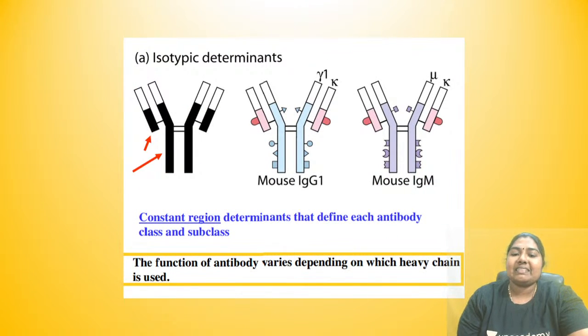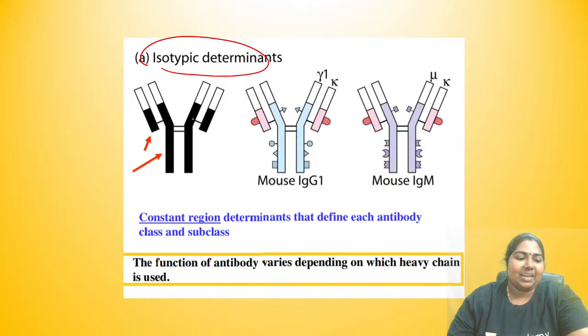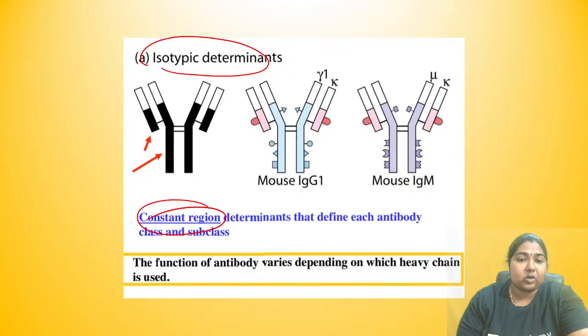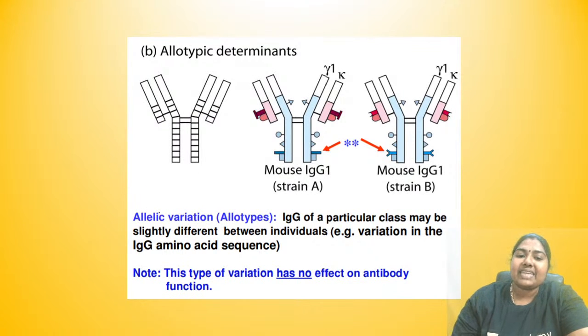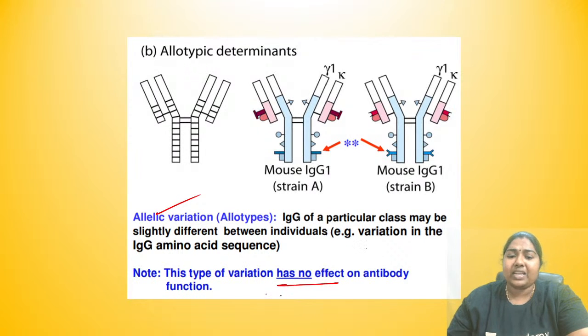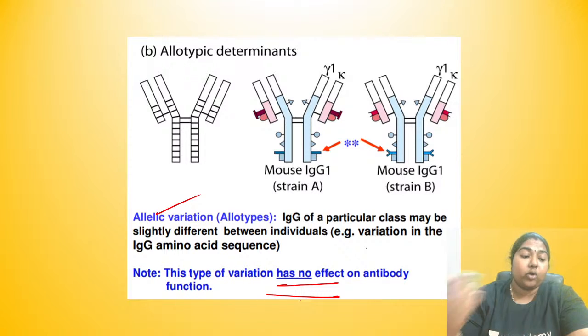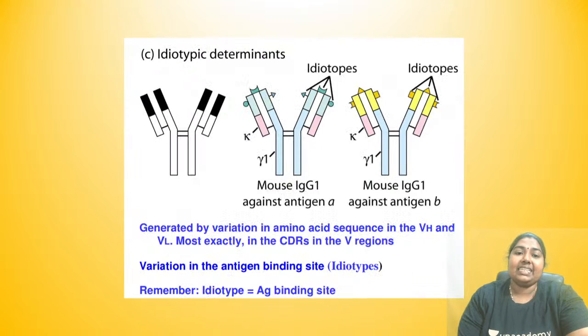Okay, so these isotypic determinants, where are they present? They are present in the constant region. Yes, absolutely correct. Yes, Shivani, absolutely correct. So this is going to be the constant region. So this is also very important. Allotypic is the allelic variation. So they slightly differ between individuals. So this has no effect on the antibody function. That is why you can donate your antibodies. Correct? Yeah, they are the allotypic only.